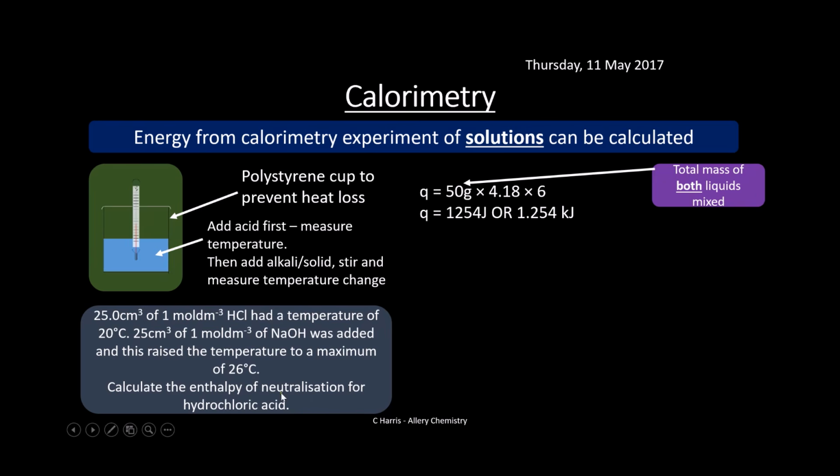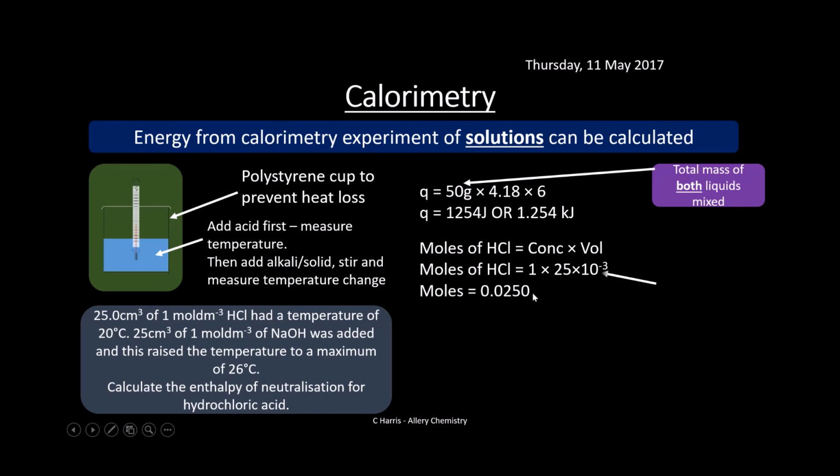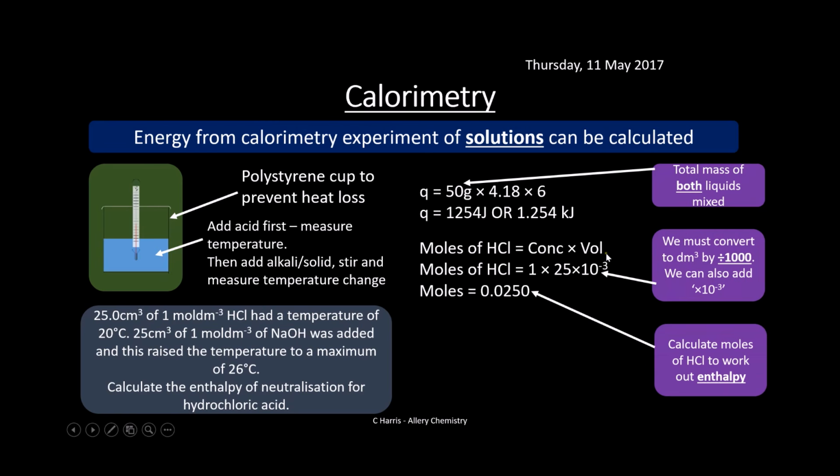We want to work out an enthalpy of neutralization. So what we need to do is work out the number of moles. Now, because we've already used our acid first, we're going to work out the moles of acid. Concentration times volume to work out that. So the concentration is 1 times the volume, which is 25, times 10 to the minus 3. We get this bit because that just means divide by 1,000.